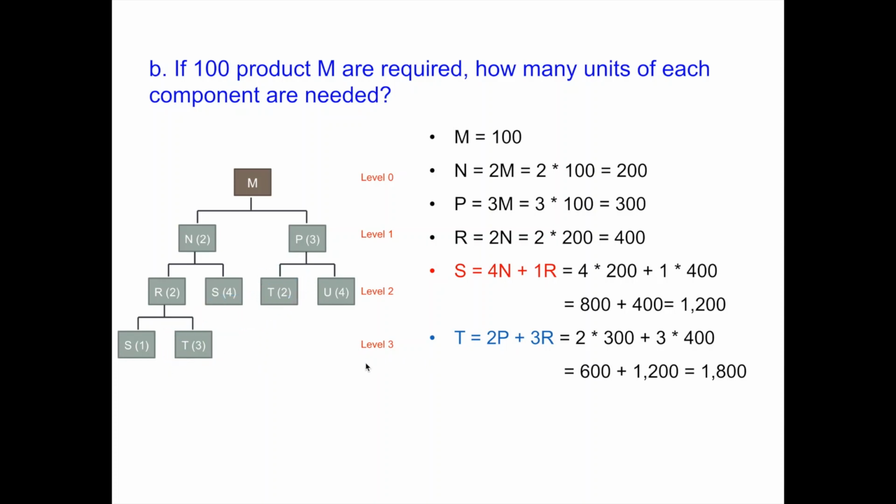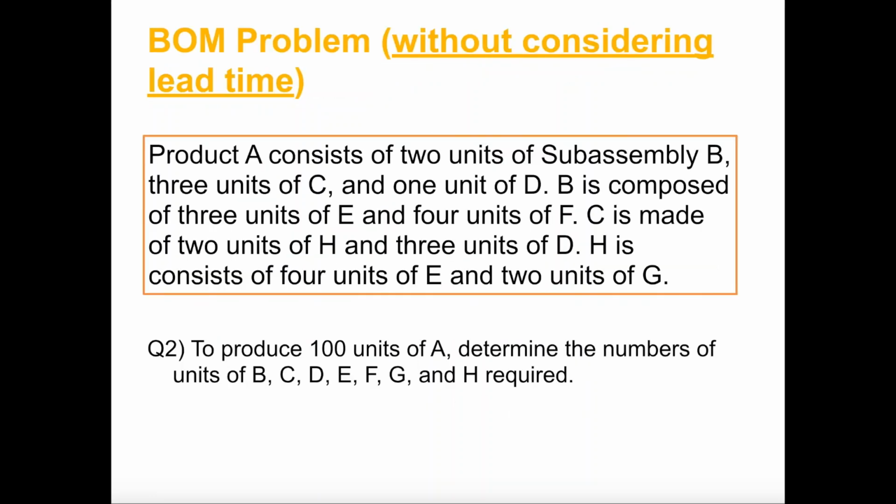Next, to produce 300 components P, we need 4 units of components U, which is 4 times 300 equals 1200. Let's move on to the next question.